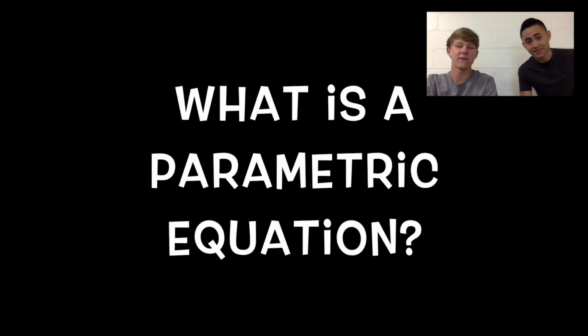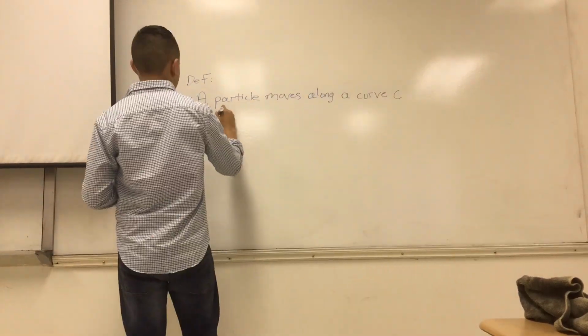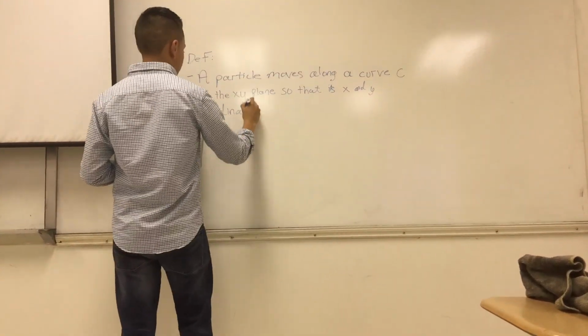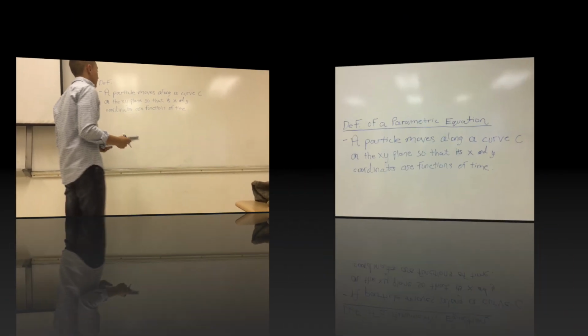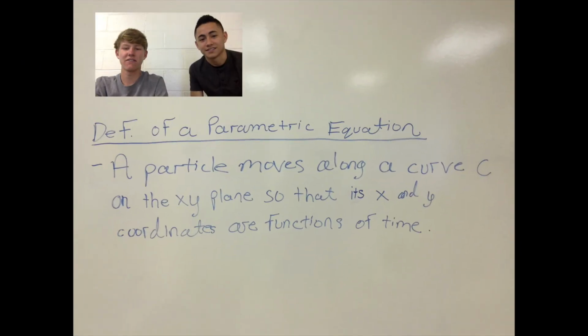Alright, so let's start with the basics. Alright, guys, so what exactly is a parametric equation? The definition of a parametric equation is that a particle moves along a curve C on the xy plane so that its x and y coordinates are functions of time, with the parameter being time.